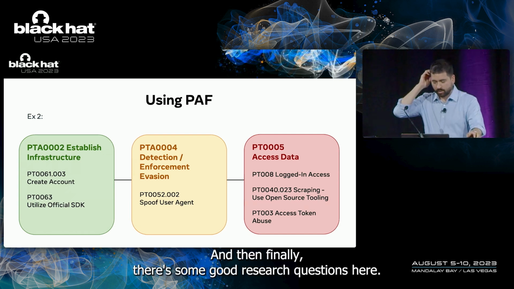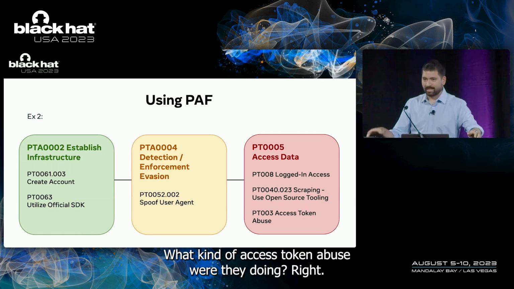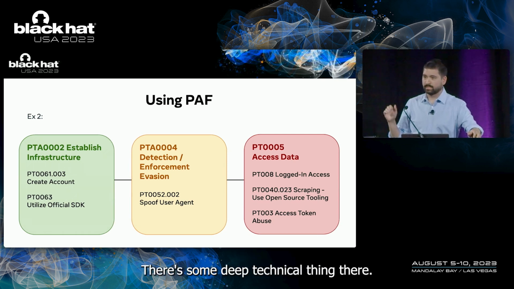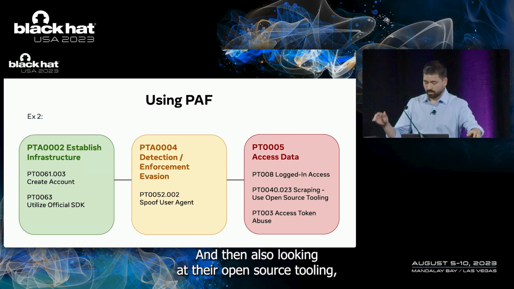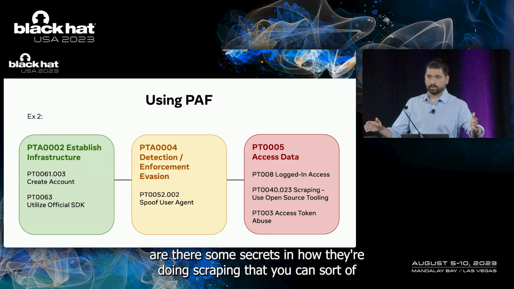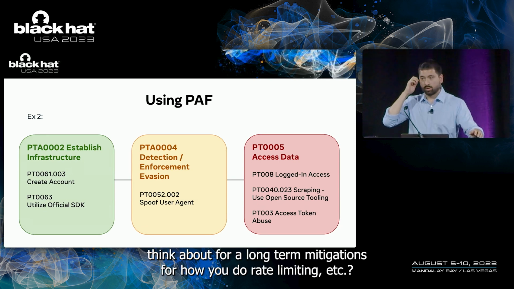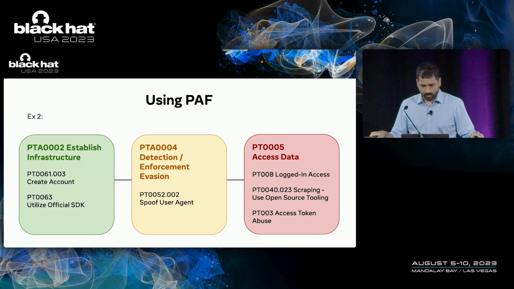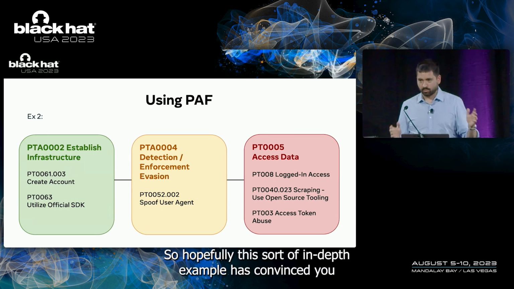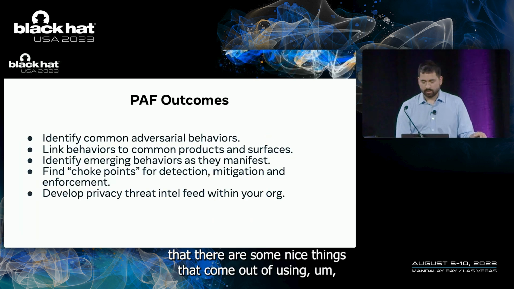And then finally, there are some good research questions here. What kind of access token abuse were they doing? There's some deep technical thing there. And then also looking at their open source tooling, are there some secrets in how they're doing scraping that you can think about for long-term mitigations for how you do rate limiting, et cetera. So hopefully, this in-depth example has convinced you that there are some nice things that come out of using PAF.